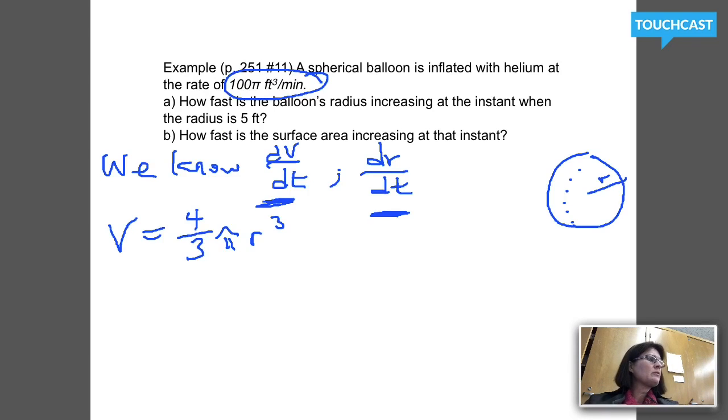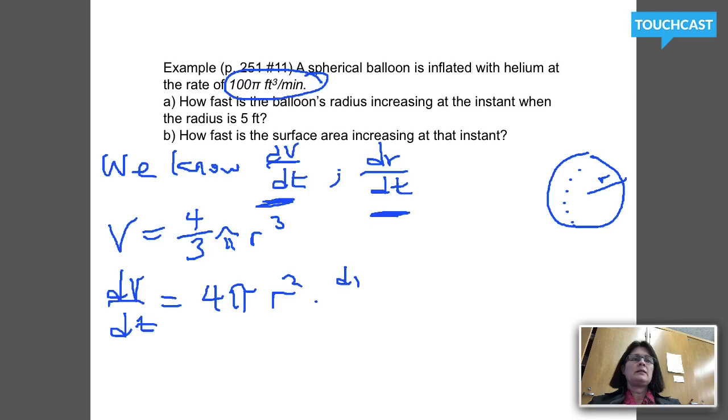So step 3 was to use my picture to help me write an equation, and it's got all the right stuff, but no derivatives, right? No derivatives in this equation. Now I'm going to take the derivative of both sides of this equation with respect to time. So this we've done already. dV/dt is going to equal 4 pi r squared times dr/dt.